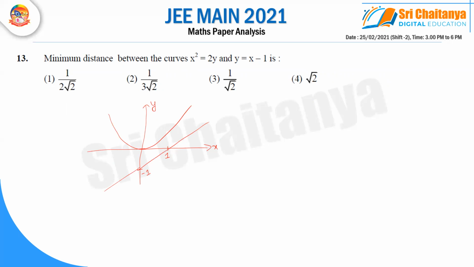So one method is: the shortest distance between two curves is always along the common normal. Or else we can do one thing, just take a parallel tangent and find the distance between them. That will be your answer.